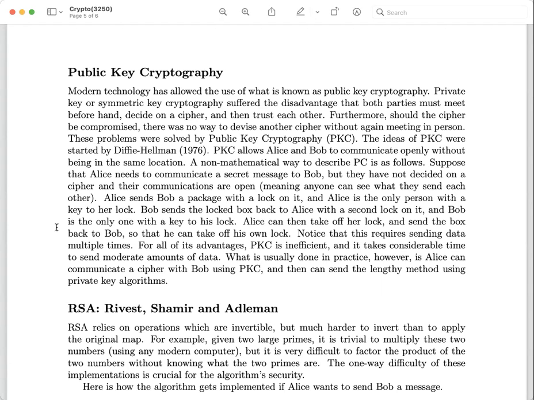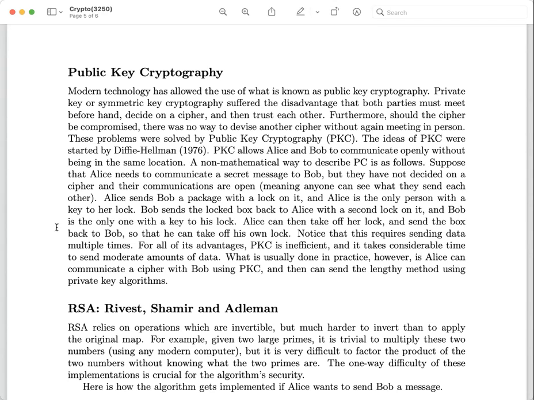And the way that it works is that she puts her own lock on the lockbox. So she writes her message. She puts her own lock on the lockbox. Only she can unlock it. And then she sends it to Bob. Now, Bob gets Alice's lockbox with Alice's lock on it. And what he does is he puts his own lock on it and sends it back to Alice.